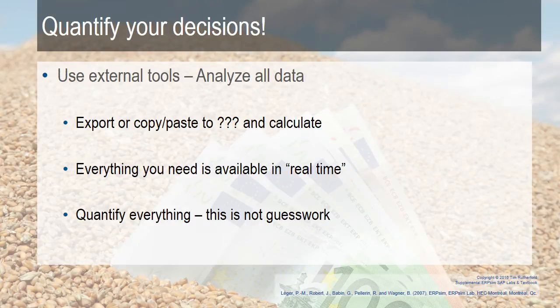Within all of these, as you're working through your strategy, quantify your decisions. Use any external tools, analyze the data. You can export or copy and paste into whatever, and then calculate. Excel is a natural place to start. The SAP reports themselves can be copied and pasted right into Excel, and then you can manipulate them however you'd like. You can do pivot tables, you can put a data model together, whatever you might want to do. Everything you need is available in real time, so you can quantify everything. There shouldn't be any guesswork within your strategy.